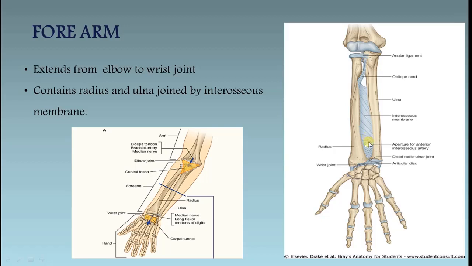The two bones connected by the interosseous membrane also form the middle radio-ulnar joint. Now let us quickly review the osteology of the radius and ulna. The radius consists of the head of the radius, followed by this constriction, which is called the neck of the radius. Then you have the radial tuberosity. Then this is the shaft of the radius.